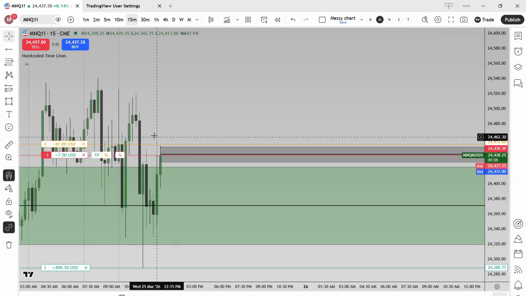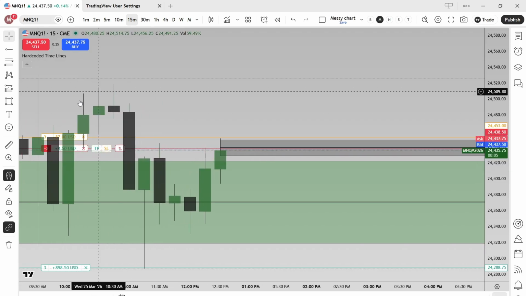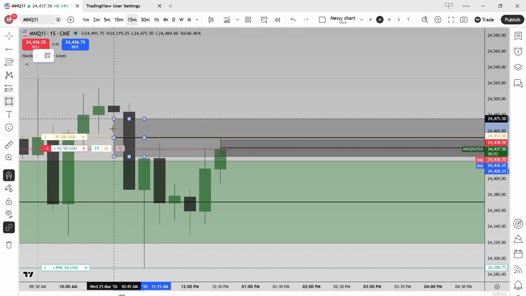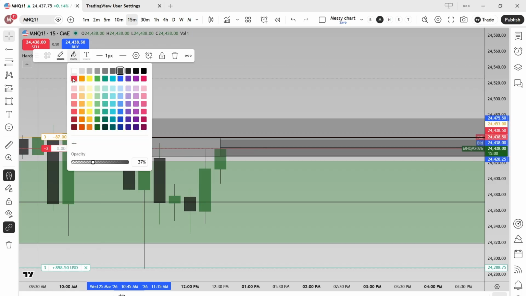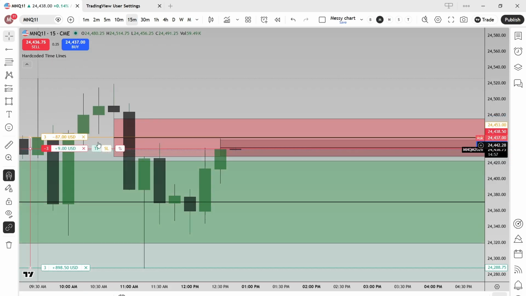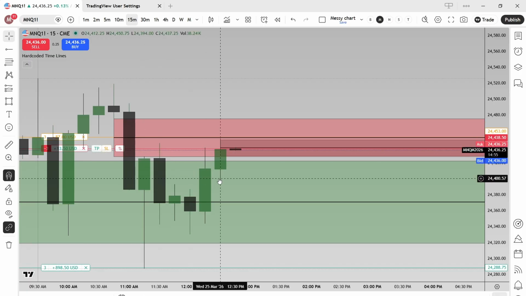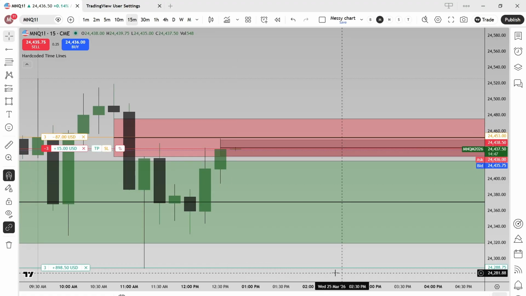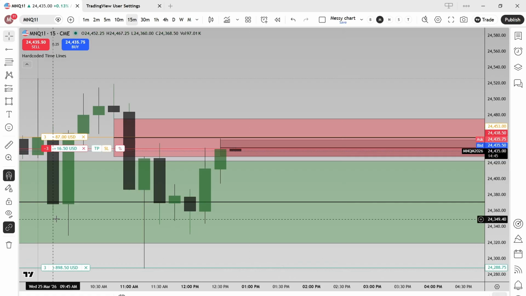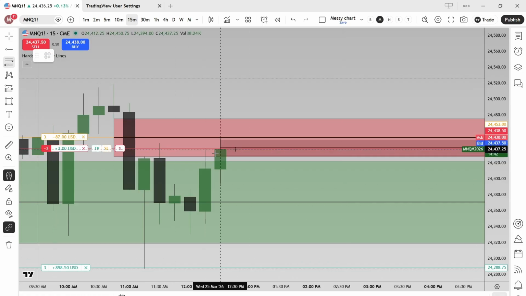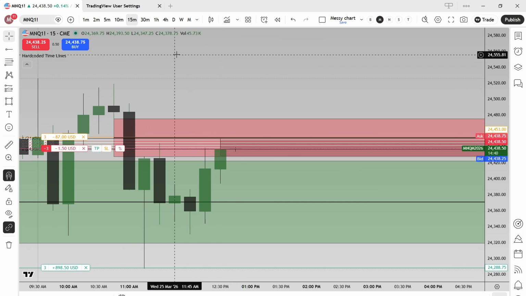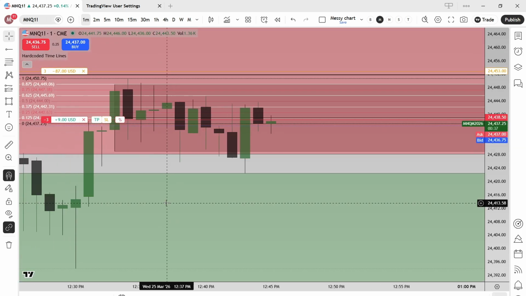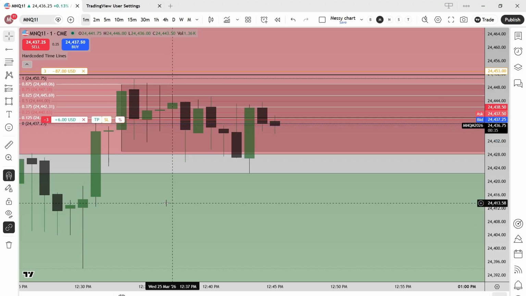Let's check 15-minute. We were just entering into this SIBI. Failed to touch the midpoint. 15-minute just opened. I want to see it hit the 50% or stay below the 50% of this wick. Just missed it.